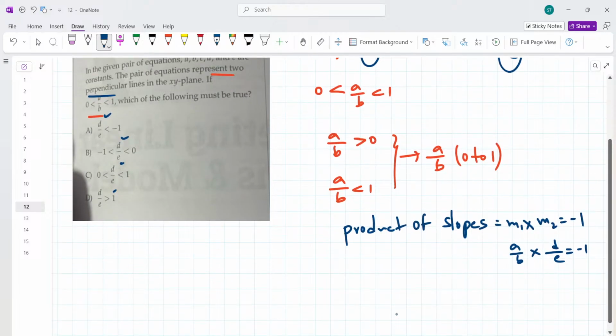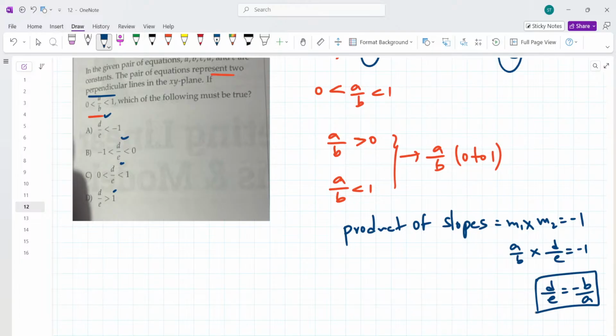Solving this, we are going to get D by E equals -B by A. We got -B by A.